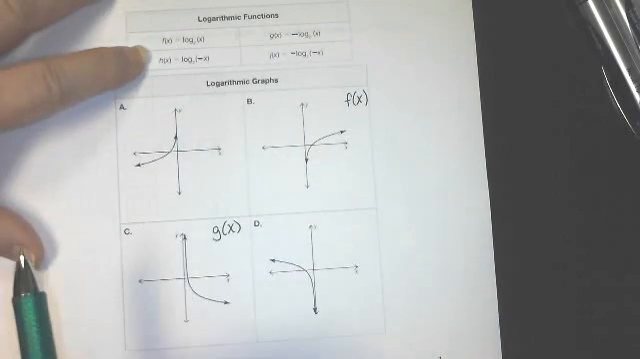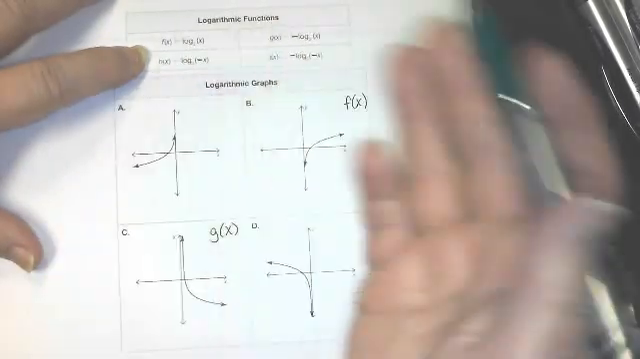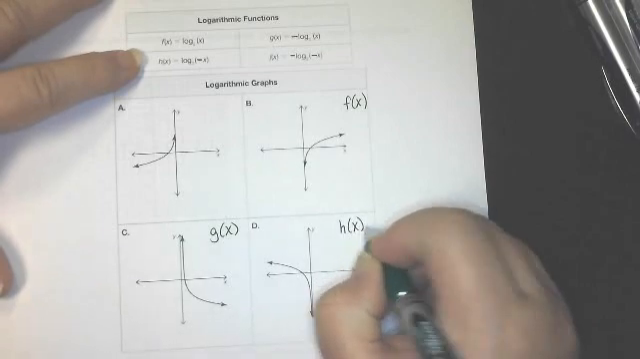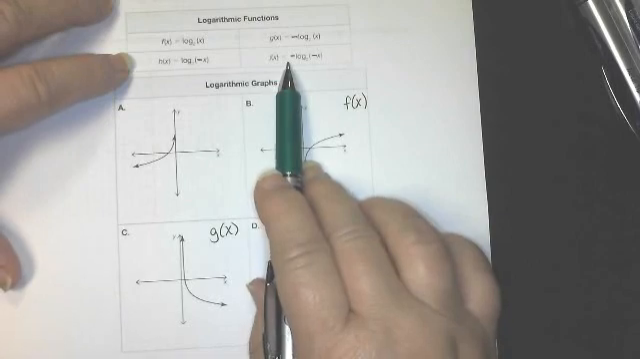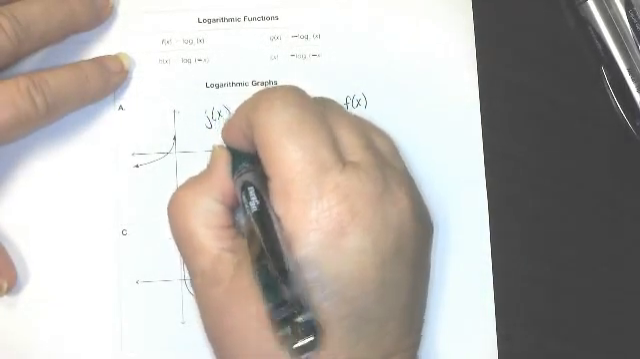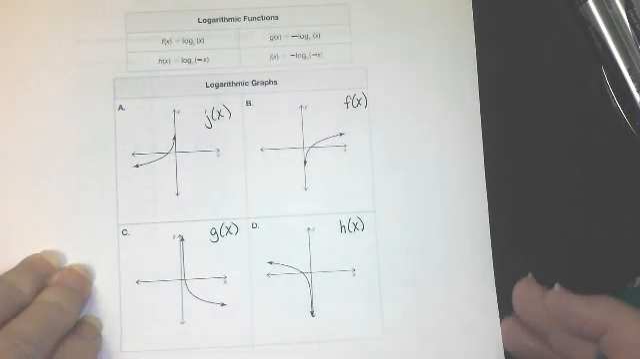h of x, log base 2 of negative x, that's a reflection over the y-axis. So that one's shifting from left to right. And I think that would go with letter D. And that leaves letter A would be the reflection over the x and over the y. We would end up with this graph. So that was just a quick rehash over reflections.